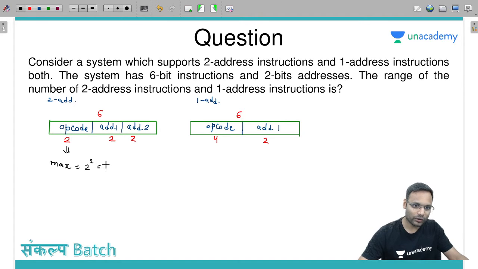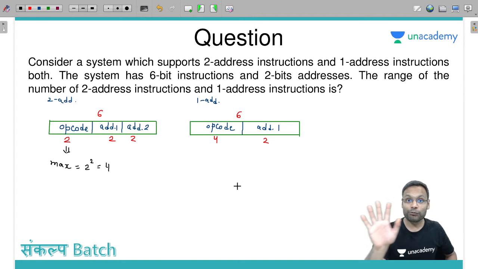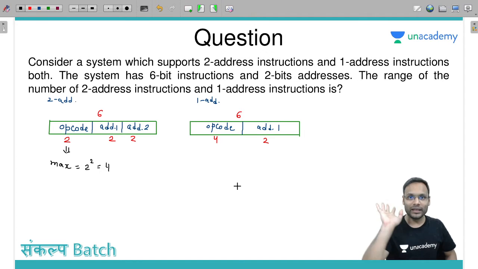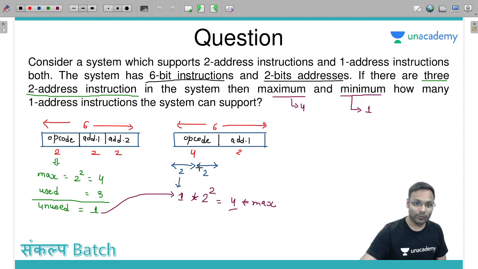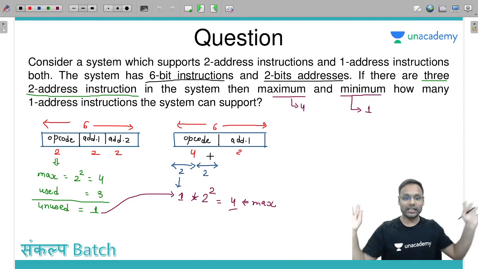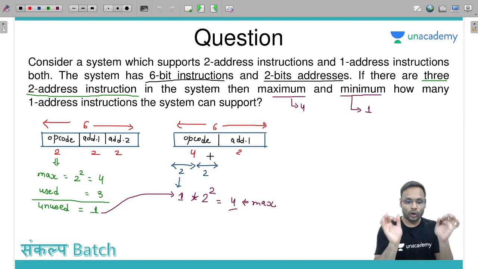2 power 2, 4. So among 4, maximum how many you can use? Maximum you can use 3. क्यों? अगर आपने चारों यूज कर लिए तो अनयूज्ड क्या बचेंगे? 0. और अगर अनयूज्ड 0 बचे तो 0 into something, one address type instruction नहीं रहेगा. There will not be any one address type instruction.